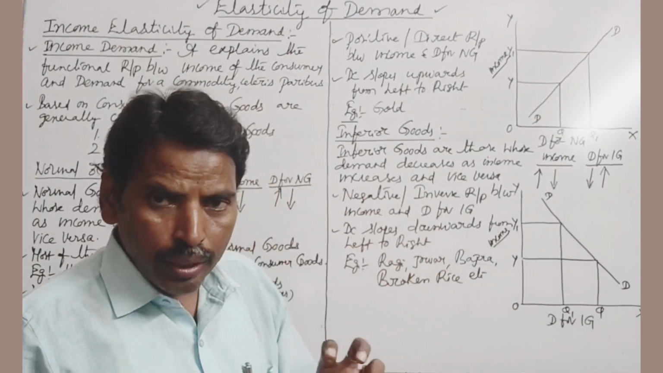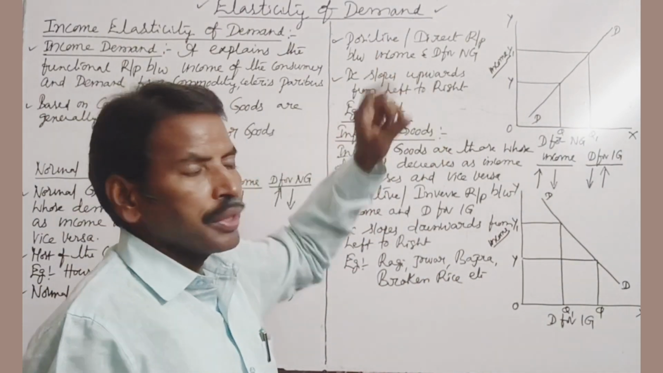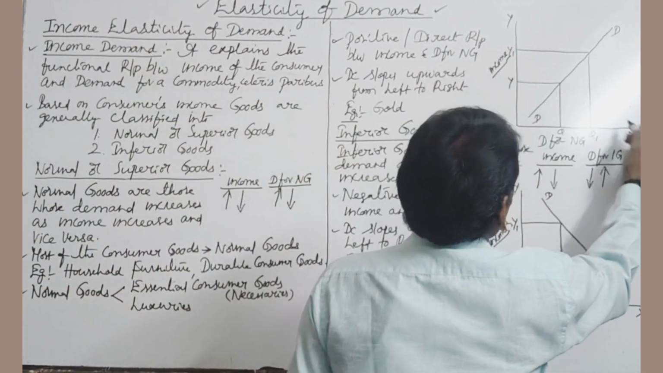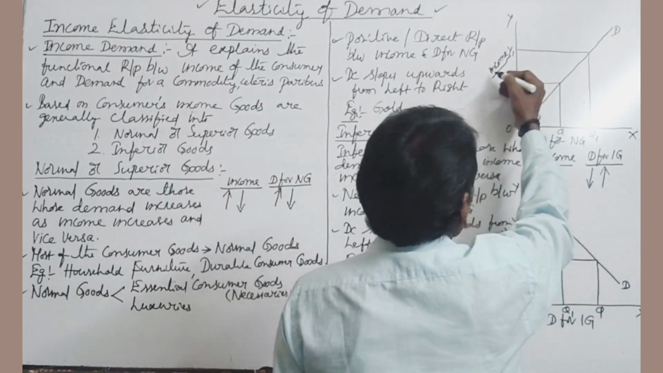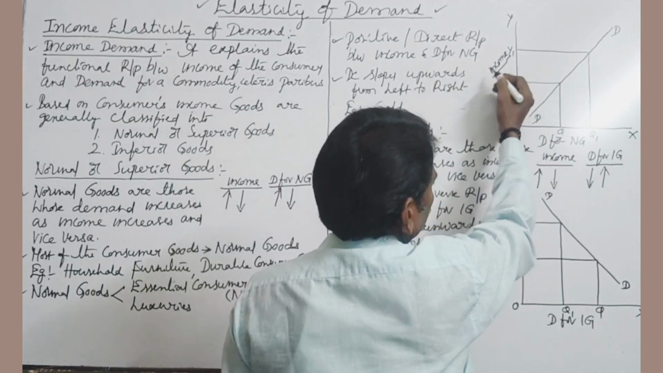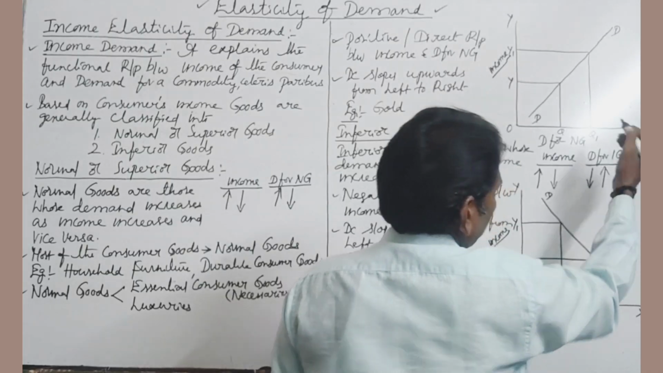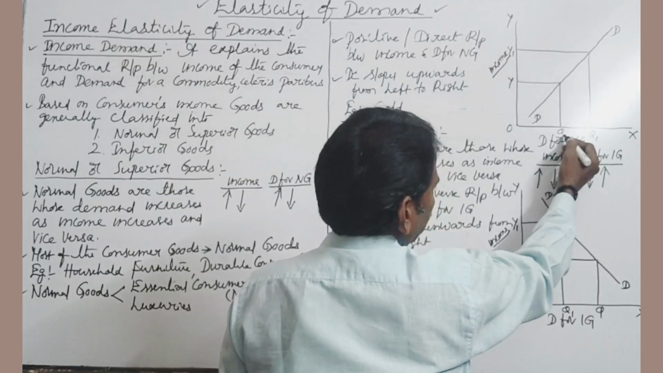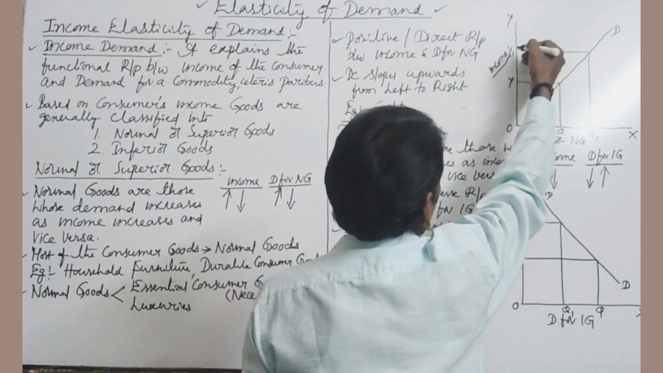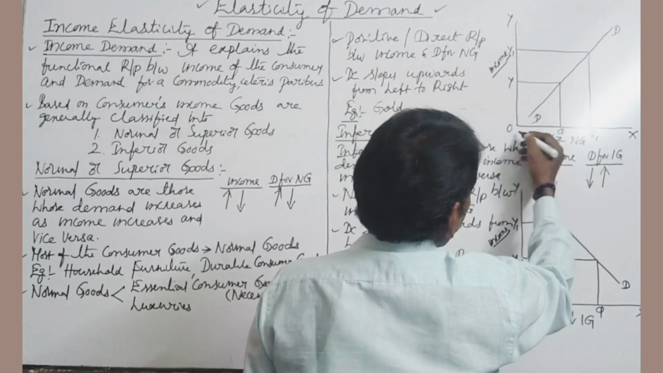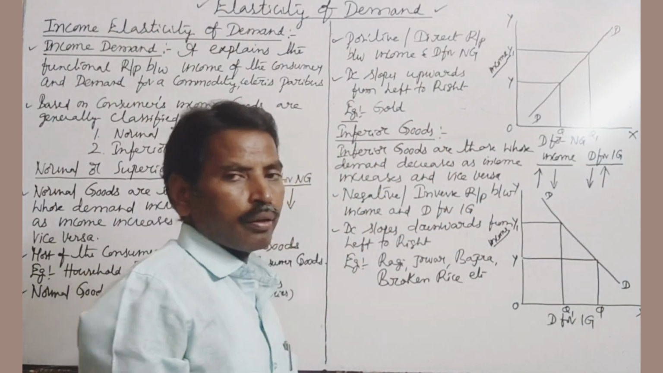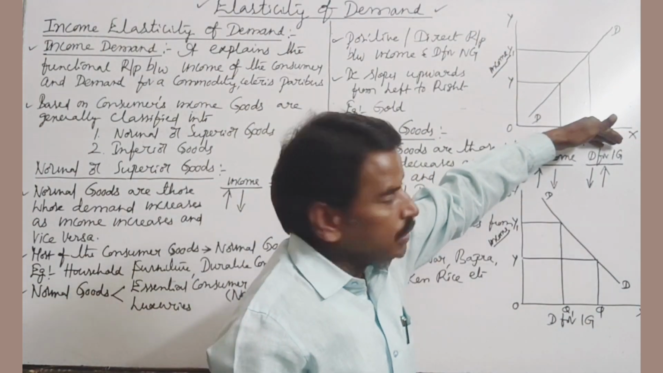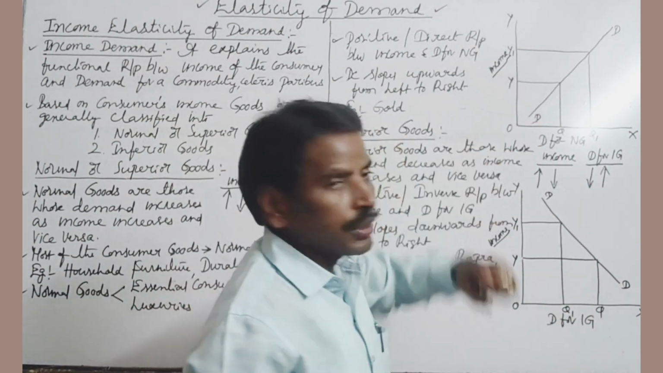what is the shape of the demand curve in the case of superior goods or normal goods. Draw an L shape, mark YOX. Income of the consumer is measured on the Y-axis, demand for normal goods is measured on the X-axis. Original income is OY, original quantity is OQ. If income increases from OY to OY1, the quantity also increases from OQ to OQ1. If income increases, demand also increases. If income decreases, demand also decreases.